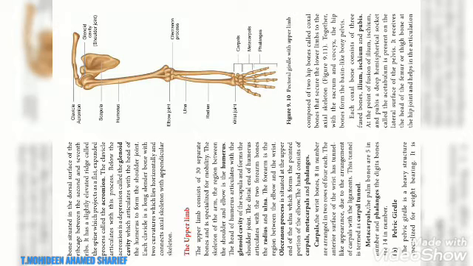So there are 12 pairs of ribs. Each rib is a thin, flat bone connected dorsally to the vertebral column and ventrally to the sternum. The first 7 ribs are called the true ribs. The 8th, 9th, 10th pairs of the ribs do not articulate directly with the sternum but are joined with the cartilaginous part of the 7th rib, so they are called the false ribs.